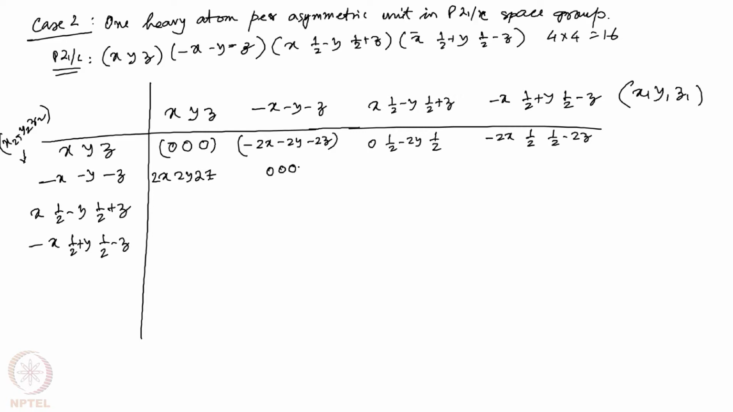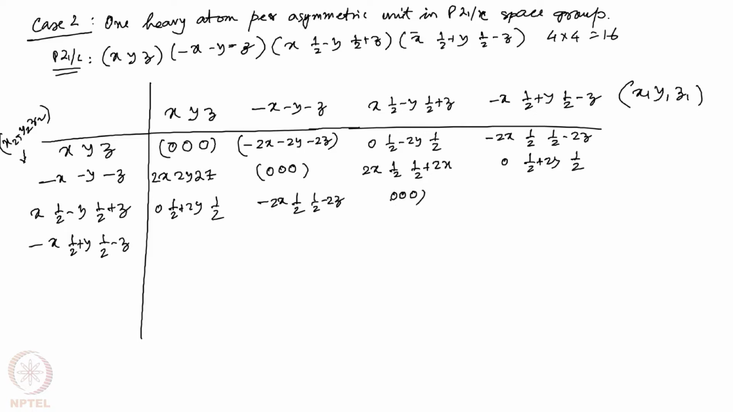This point is 0, 0, 0 because it is minus x and then minus of minus x is plus x, so it becomes 0. Then this goes for 2x, half plus 2x. Then here it is 0, half plus 2y, half. In the third row, this becomes 0, half plus 2y, half, minus 2x, half, minus 2z.